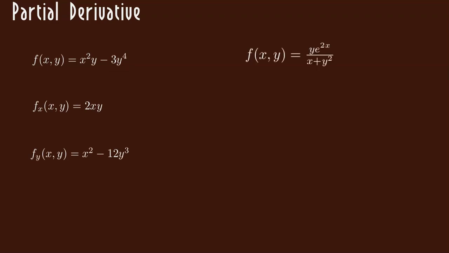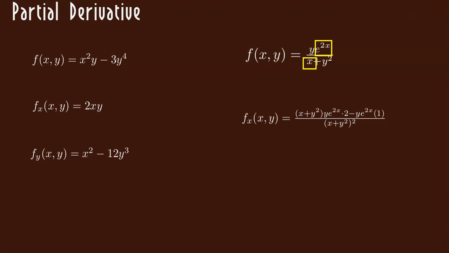Let's try a more interesting one. Suppose I have y e to the 2x over x plus y squared. Now all of your rules from before work here as well. Product rule, chain rule, quotient rule, sum rule. We're going to get into some weird chain rules, but right now we're going to stick to normal chain rule. So nothing funky yet. So if I'm taking the derivative with respect to x, these are the only 2 things that have x's in them.